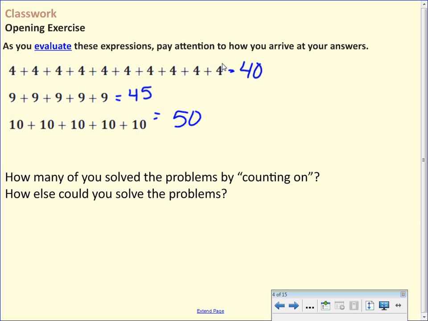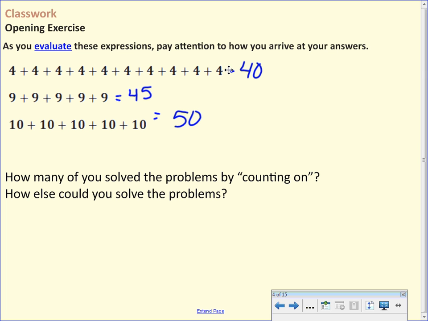So how many of you solved these by counting up 4, 5, 6, 7, 8, 9, 10, 11, 12, 13, 14? Okay, that's definitely a strategy that would work. How many of you counted by 4s? 4, 8, 12, 16? Okay, totally would work. But a lot of you didn't raise your hands, which means you didn't use addition. What other method did you use to solve this? So you multiply. So you use multiplication to solve this.